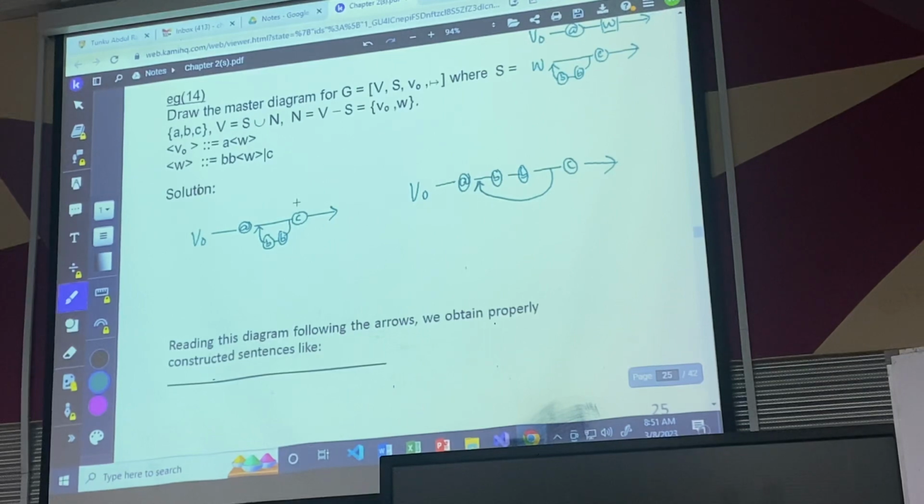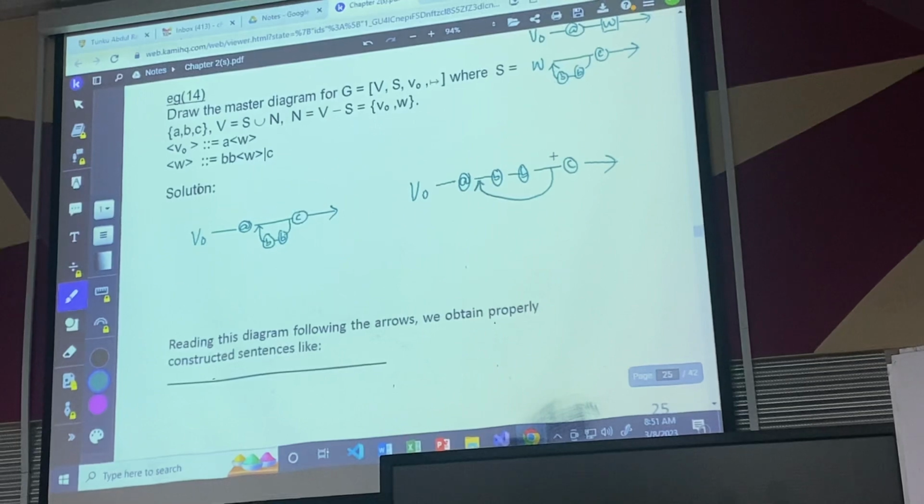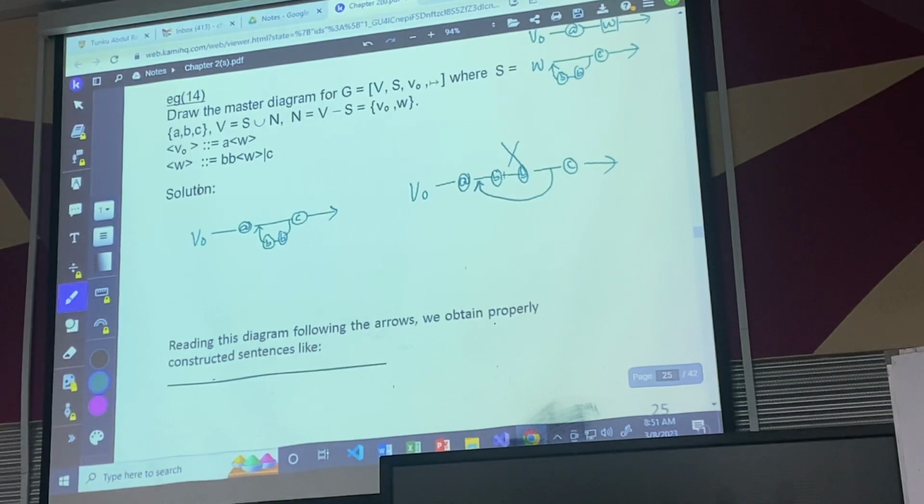One is under the line, one is on the line. What happens if I draw the BB on the line here? That means I need to go through the BB, right? Then only can I go to C, correct? But is it necessary for me to go through the B before I go to C? No need, isn't it? So that means this one is not correct, because it is not necessary to go through the BB before the C.